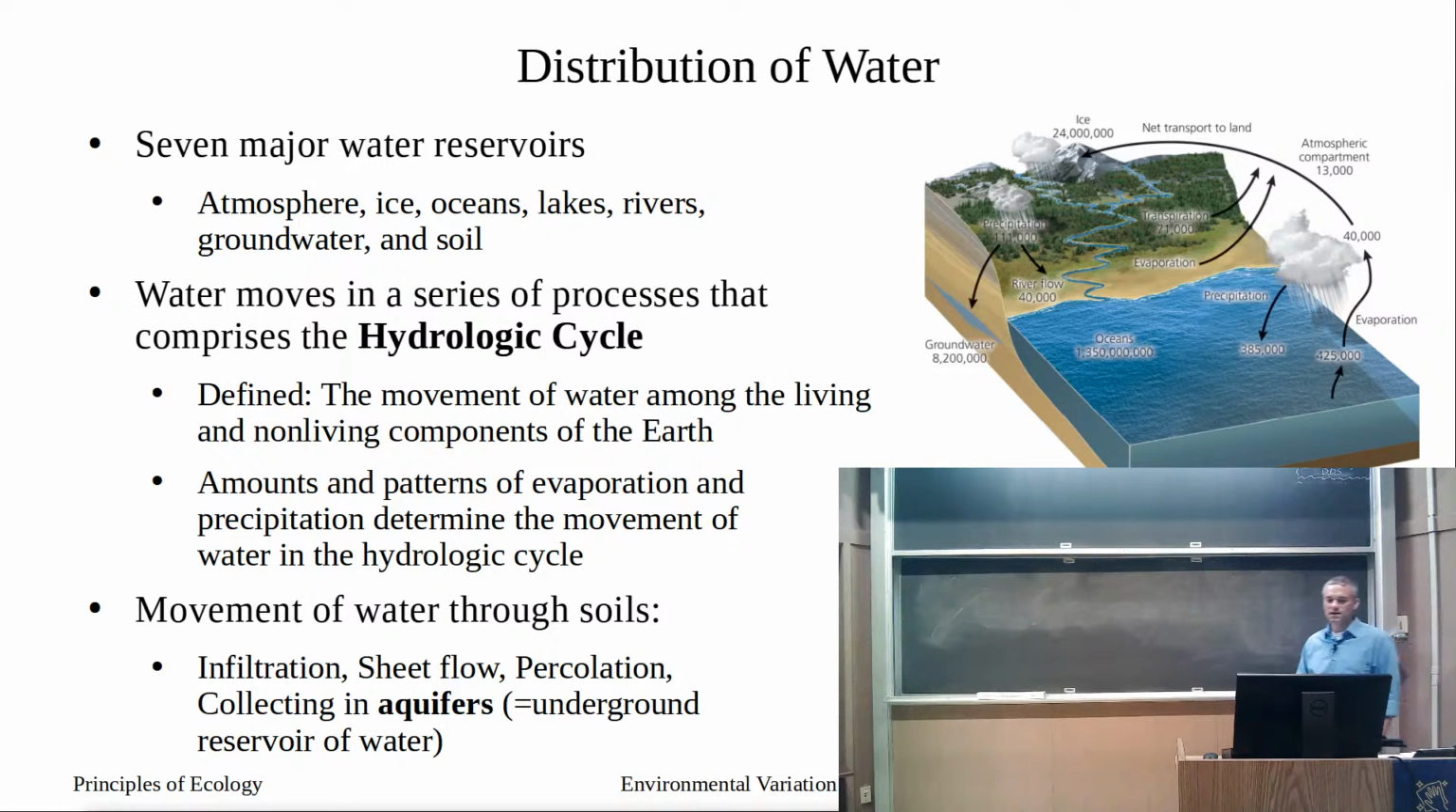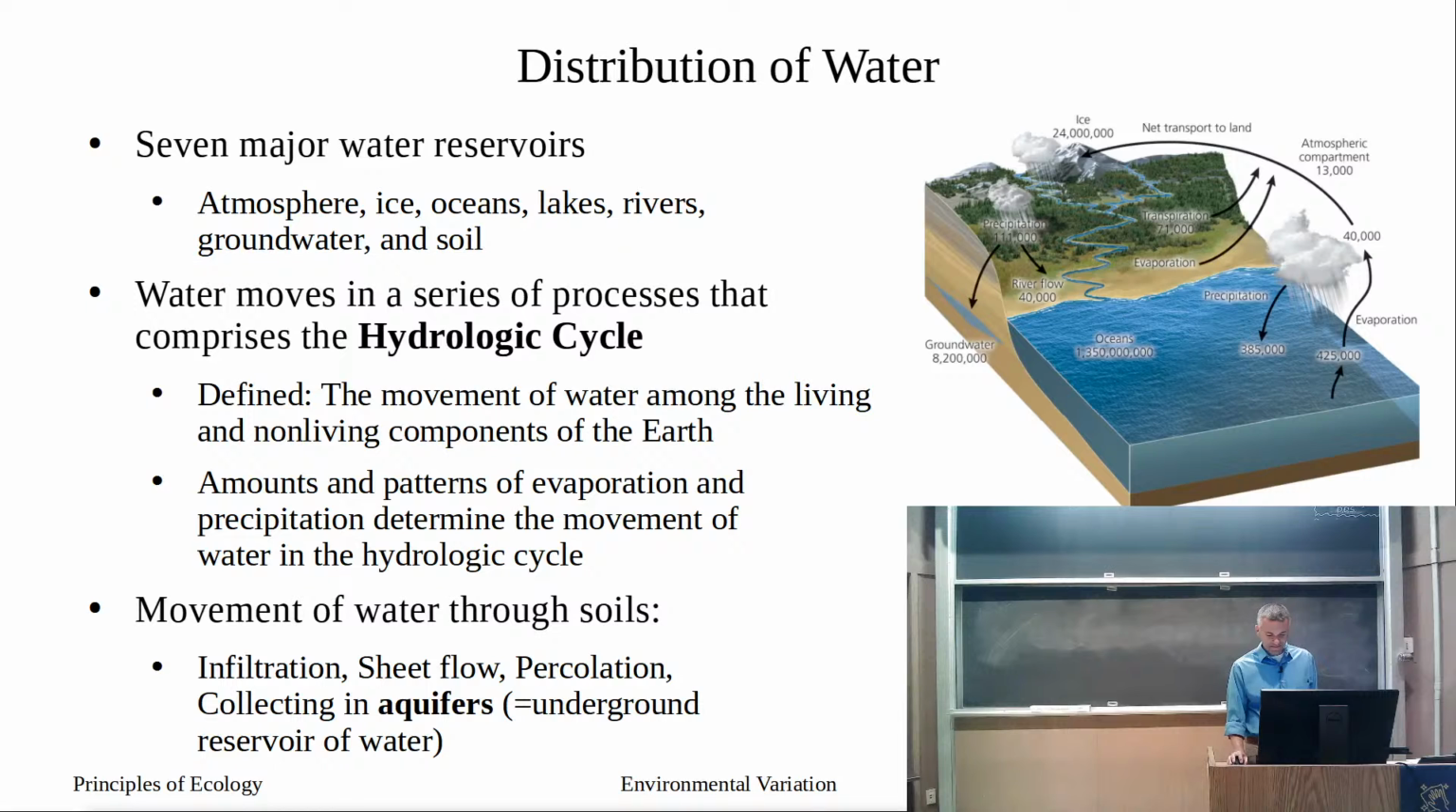All right, so the hydrologic cycle is the movement of water among the living and non-living components of the Earth. What defines this movement? Well, it's going to be how much evaporation we have, as well as how much precipitation we have. That ultimately determines the movement. And those, precipitation and evaporation, go back to our climate: temperatures, wind patterns, so forth, the latitudinal gradient, the altitudinal gradient, and all of that.